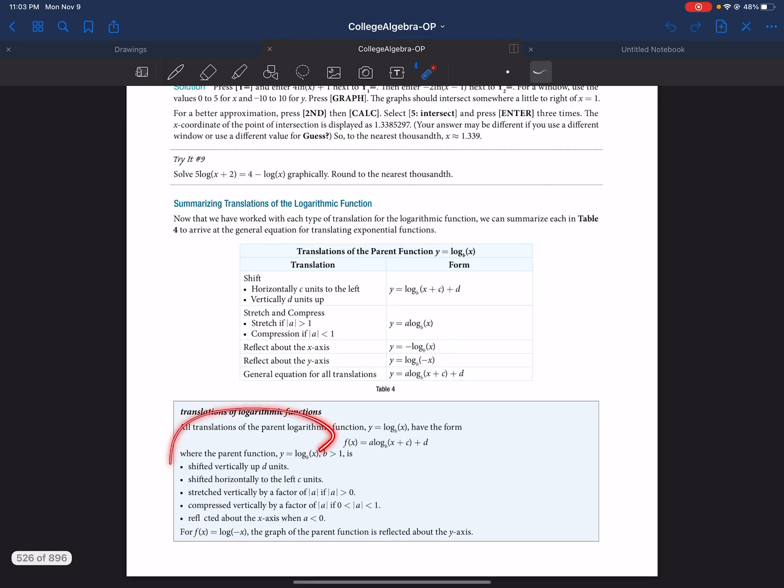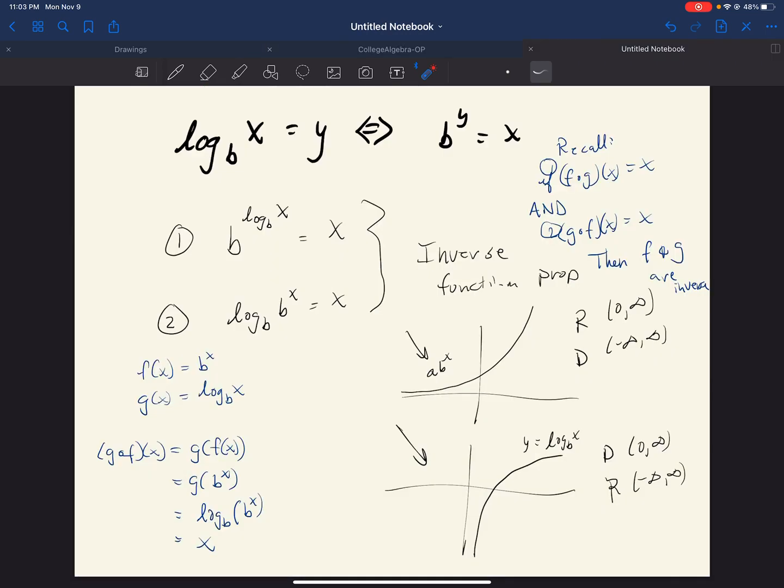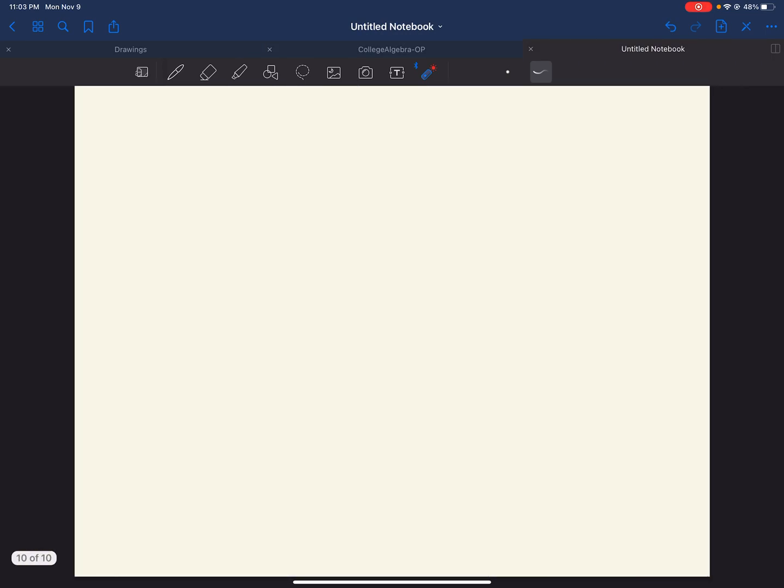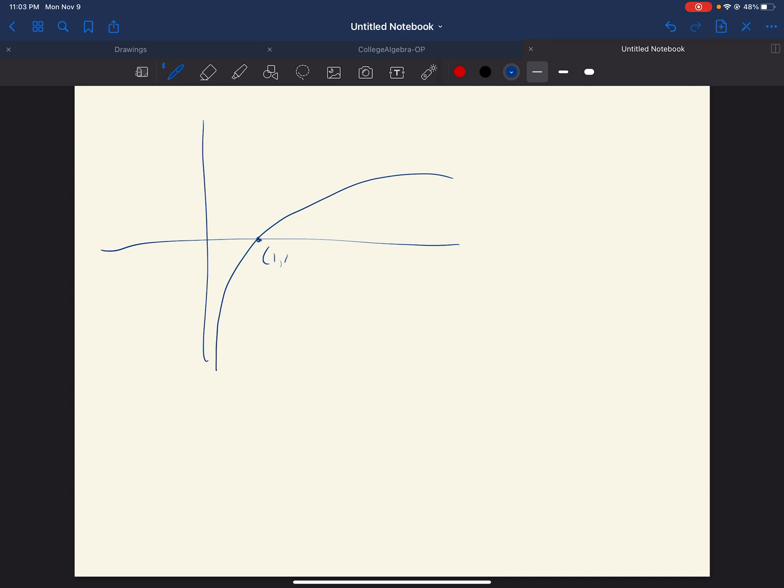So then they just summarize it one more time in this, but we're going to use that as our basis to answer the questions. In order to do that, I'm going to add a couple pieces of notes to this. So here's what we've learned. The graph of a logarithm looks like this. It always goes through the point (1, 0) if this is just log base b of x.